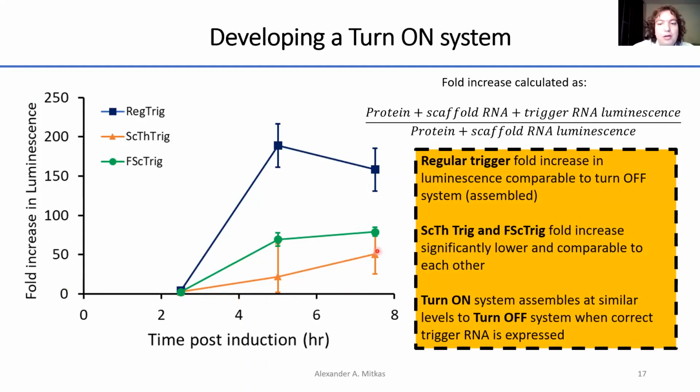On the other hand, the scrambled toe hole trigger and the fully scrambled trigger show some increase in luminescence, but much less than the regular trigger, indicating that we might have some non-specific activation because of the nature of our system, but it is nowhere near that with the regular trigger. So overall, we would say that the turn-off system assembles at similar levels to the turn-on system only when the correct trigger RNA is expressed and through toe hole mediated strand displacement.